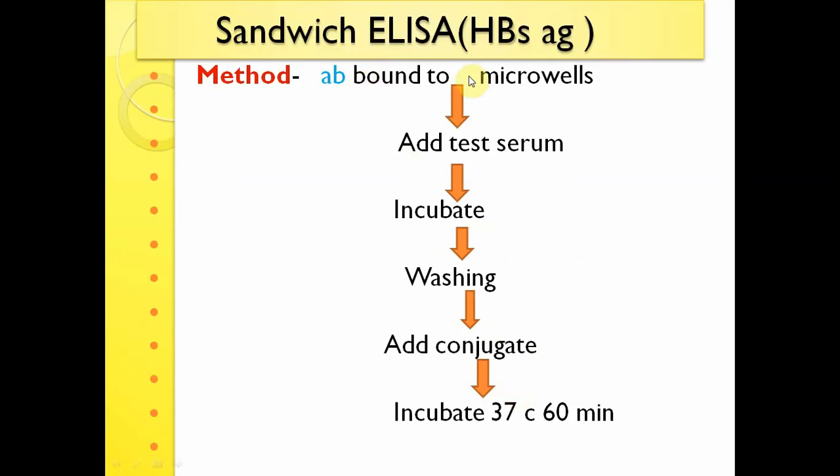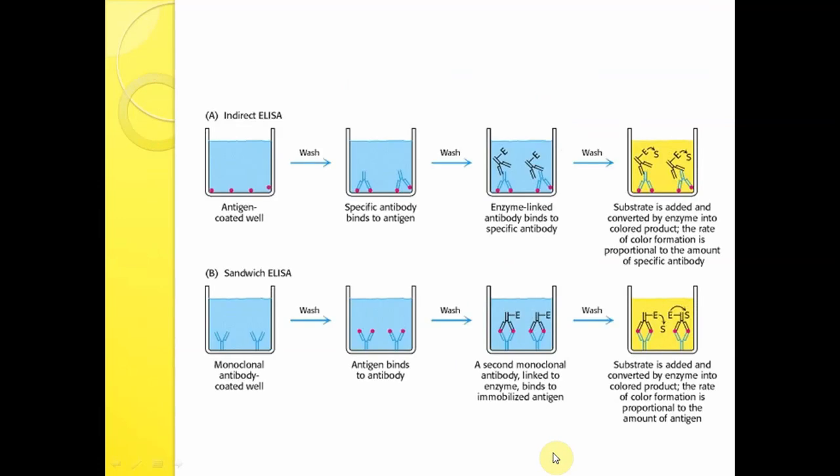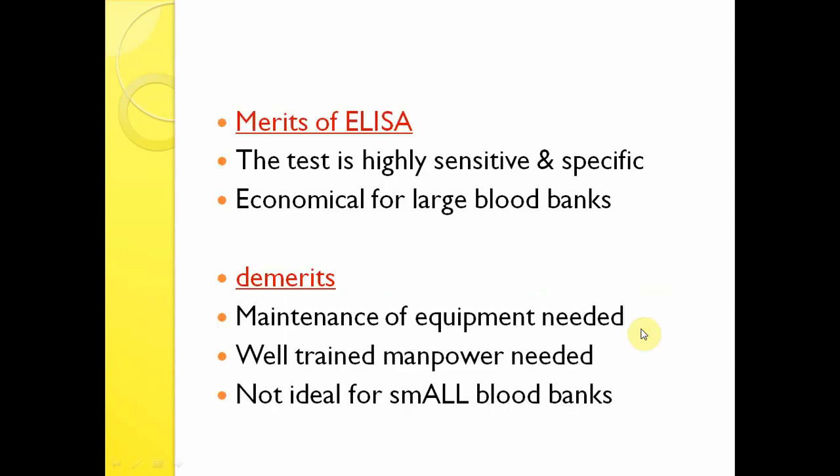So antibodies are bound to the well. We are adding the antigen present in the test serum, that is hepatitis B surface antigen here. Incubation, washing, adding conjugate, incubation, washing, adding substrate, incubation, adding stop solution, and then reading in the ELISA reader. So here we can see sandwich ELISA. Antibodies are bound to the microwells, antigens in the test serum, conjugate bound to the antigen antibody complex, washing to remove the unbound conjugate, so substrate is added, and the enzyme oxidizes the substrate to produce the colored product.